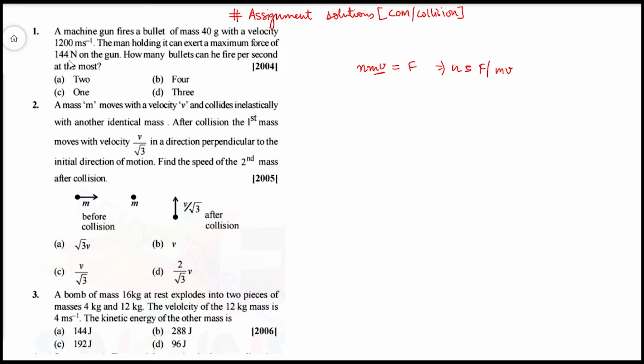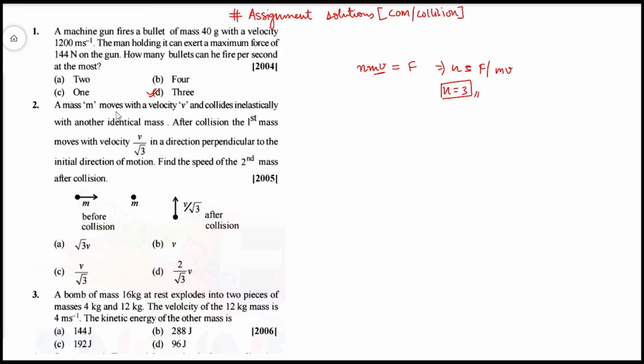So you put the value of F equal to 144 newton, m equal to 0.04 kg because this 40 is in grams, and v equal to 12 meter per second, and you'll get n equal to 3. So this is the answer, option number D. And let's move on to the next problem.